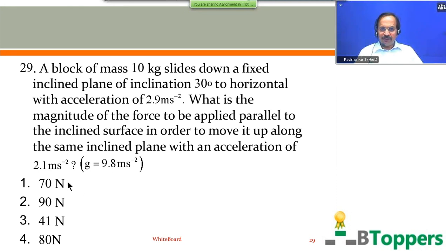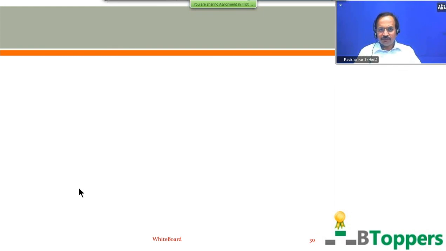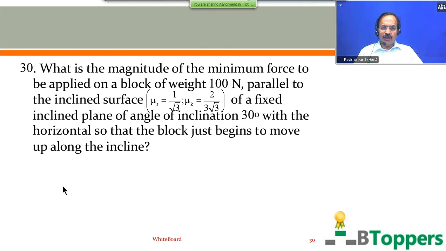So I have shown you the 4 options on screen. First option 70 Newton, second option 90 Newton, third option 45 Newton, fourth option 80 Newton. In case you need more time to answer this question, you can take a pause and take your own time. I am going to show you the next question on the screen. See question number 30.